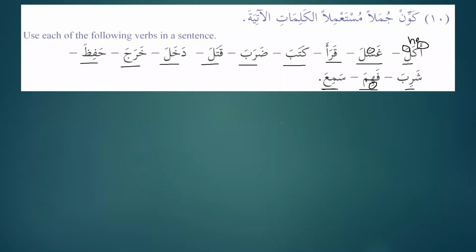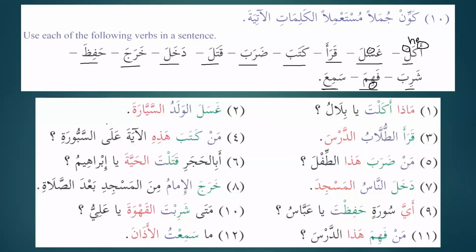I've got the answers for you over here. These are the answers that are already over there. And if you want to make your own sentences, you can definitely make your own sentences. For example, Madha akalta ya Bilal, what did you eat, O Bilal? So it's not necessary that we have to use only akala. You can use any past tense form. For example, akaltu, akalna, akalat, akalta. You can use any of them.